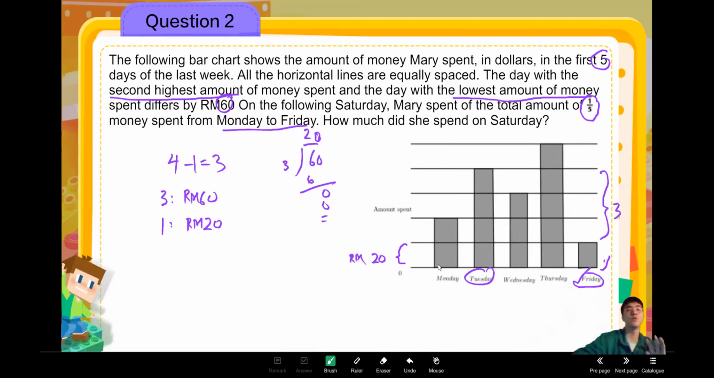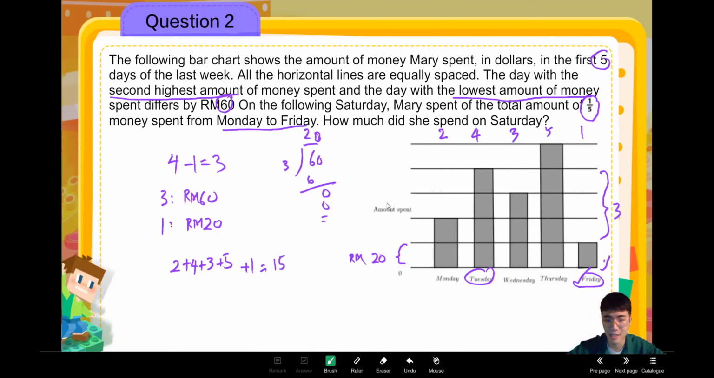Again, we need to count how many spaces have been shaded for every day. Here is 2 for Monday, 4 for Tuesday, 3 for Wednesday, 5 for Thursday, and Friday we have 1. Let's total up. 2 plus 4 plus 3 plus 5 and plus 1. So 2 plus 4 we have 6, 6 plus 3 we have 9, 9 plus 1 we have 10, and plus 5 we have 15. So there are 15 spaces that have been shaded.